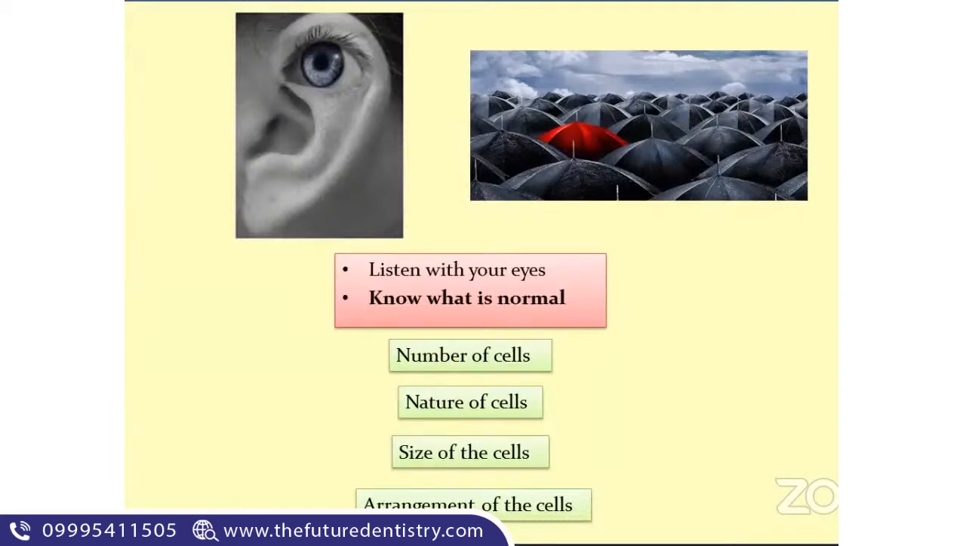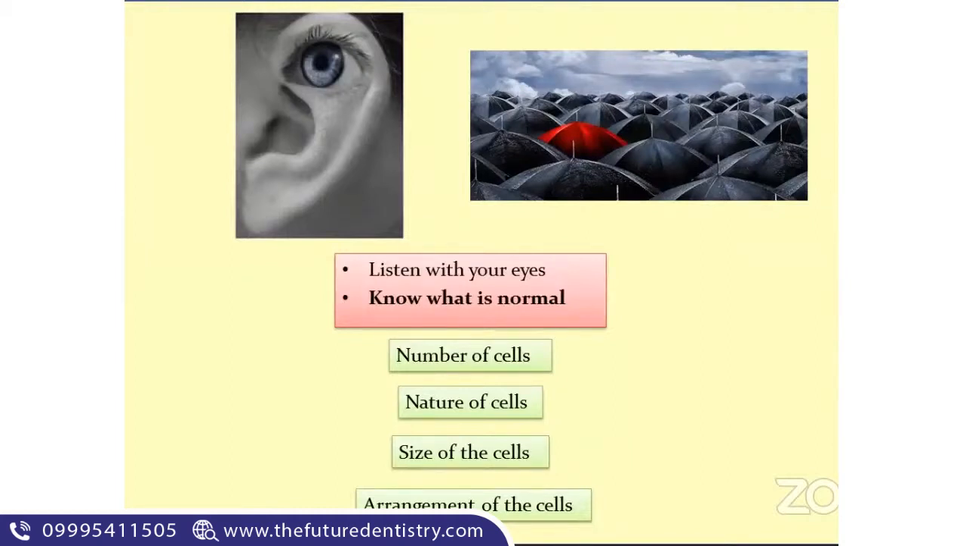Only then can you identify variations in the size and structure of the cell, which is also known as pleomorphism. This can be identified only if you know how a normal cell looks in size. Now, all these factors together will influence the arrangement of the cells.